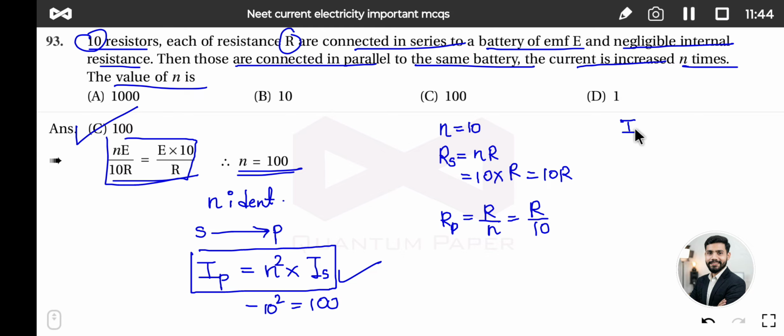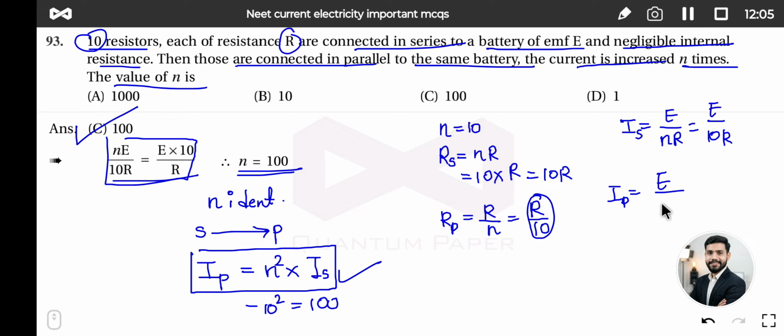To find the current, we have the formula I is equal to E by the net resistance, where the battery is E. When connected in series, the net resistance is nR, which is 10R, so I is E upon 10R. This is the current in series. In parallel, the net resistance is R upon 10, so the current is 10 times E by R. It is given that the current is increased n times in the parallel connection.